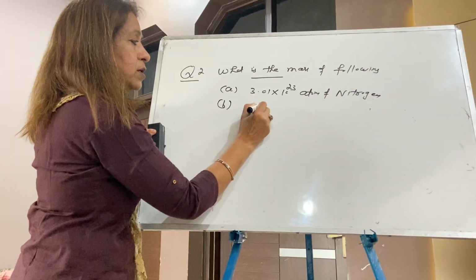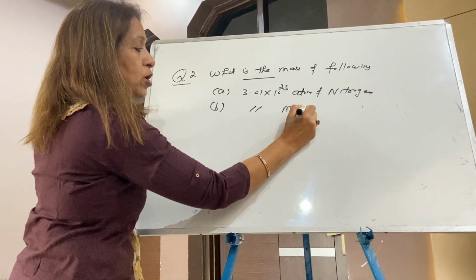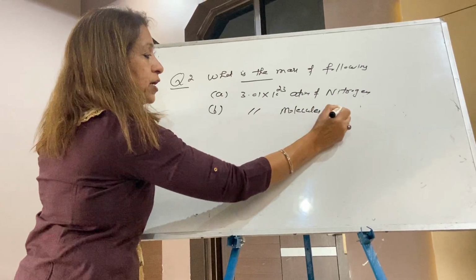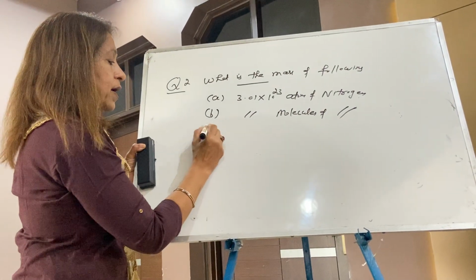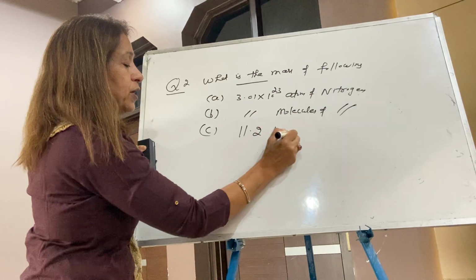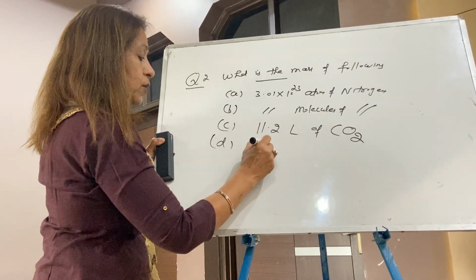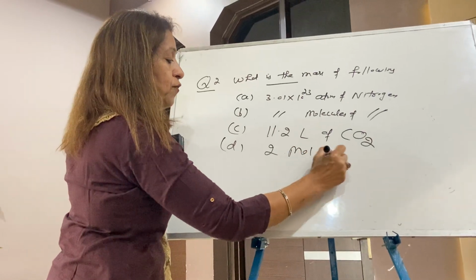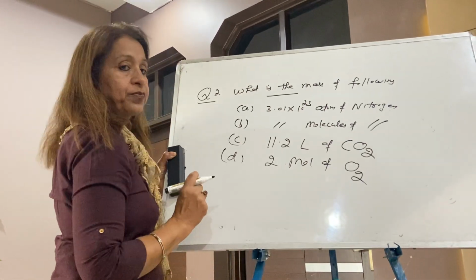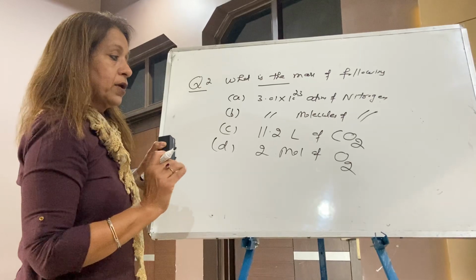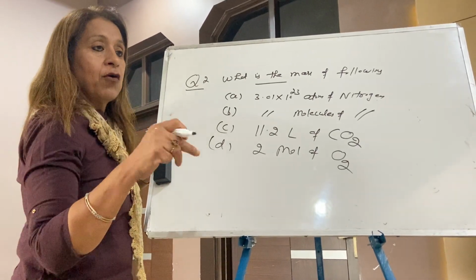B part same. Now they are asking molecules of nitrogen. C part, 11.2 liter of carbon dioxide. D part, 2 mole of oxygen O2. Let us calculate the mass of. Now what formula will you apply for the mass?